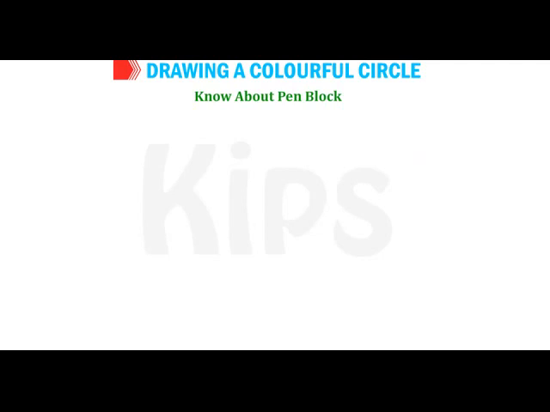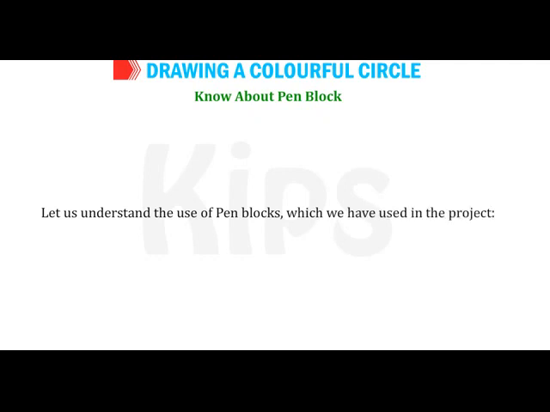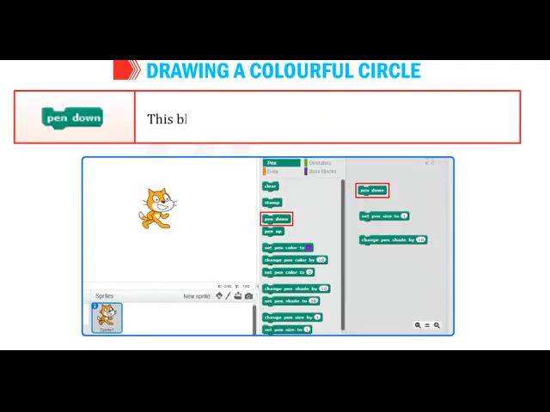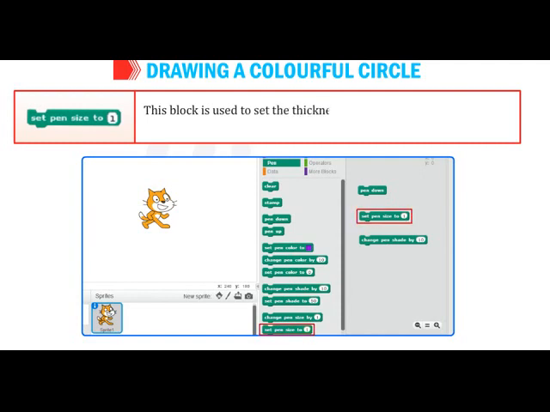Let's learn about Pen blocks. Let us understand the use of pen blocks which we have used in the project. Pen down. This block draws a line as the sprite moves on the stage. Set pen size to 1. This block is used to set the thickness of the pen to a specific number.